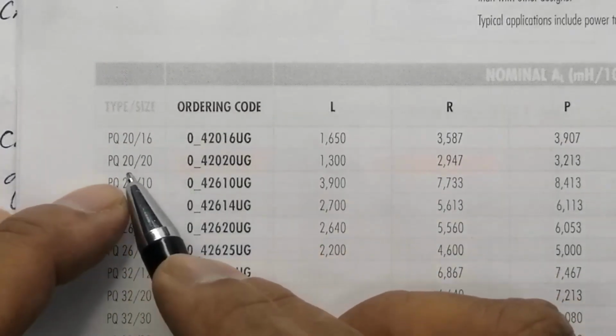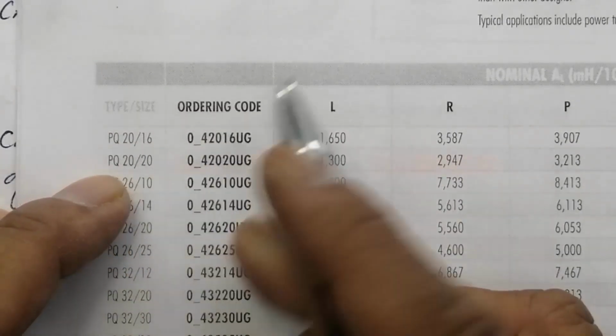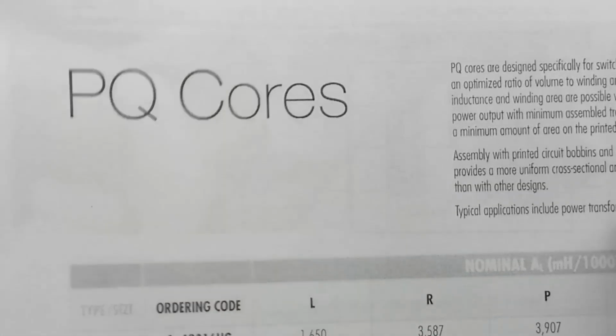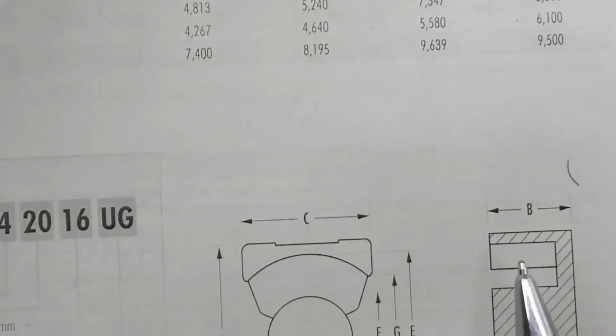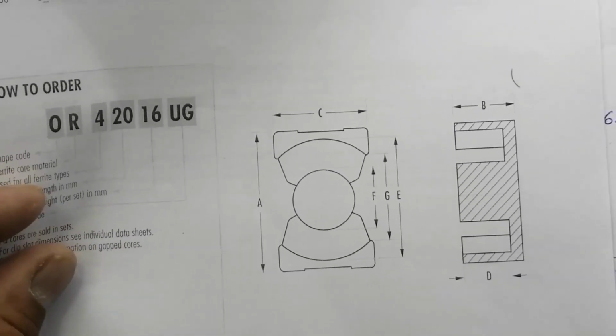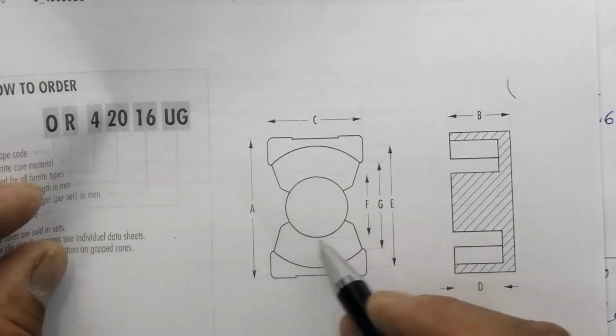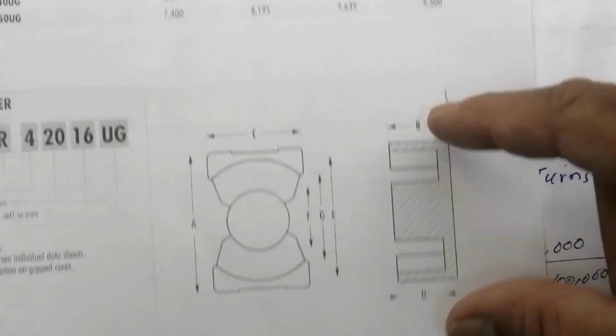So when we selected PQ2020, this is the datasheet for the PQ core PQ2020. This ferrite core has this type of shape. Here are its dimensions.